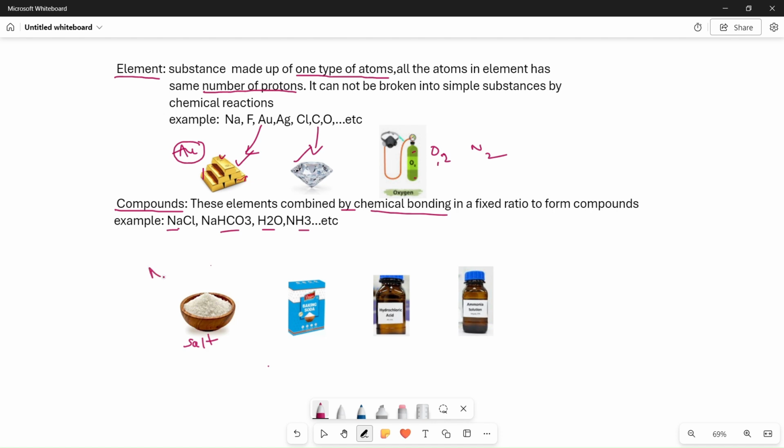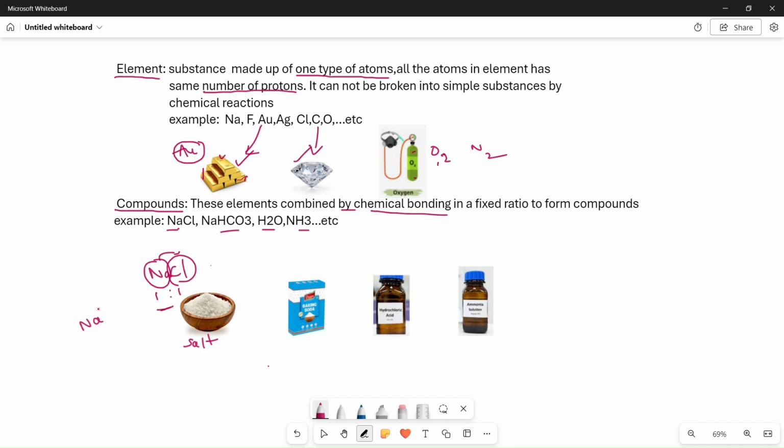What it is, let's see. Sodium chloride. So here sodium is one element, chlorine is one element, right? These two elements combined, how did they combine? In a fixed ratio. That means one sodium atom attached with one chlorine atom. Okay, this is called a fixed ratio by chemical bonding.